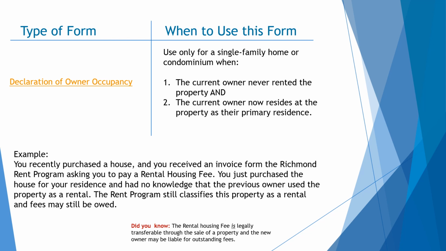Let's take a look at an example to demonstrate how it works. You recently purchased a house and you received an invoice from the Richmond Rent Program asking you to pay a rental housing fee. You just purchased the house for your primary residence and had no knowledge that the previous owner used the property as a rental. The Rent Program still classifies this property as a rental, and fees may still be owed. You would use the Declaration of Owner Occupancy to claim full exemption from the rental ordinance.